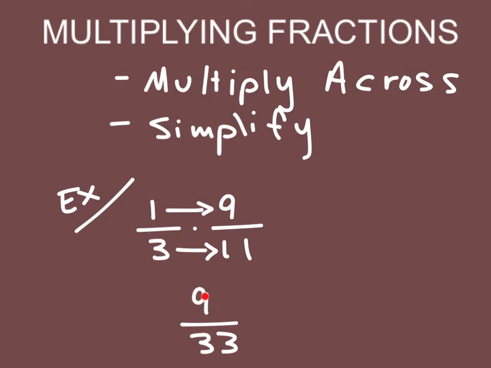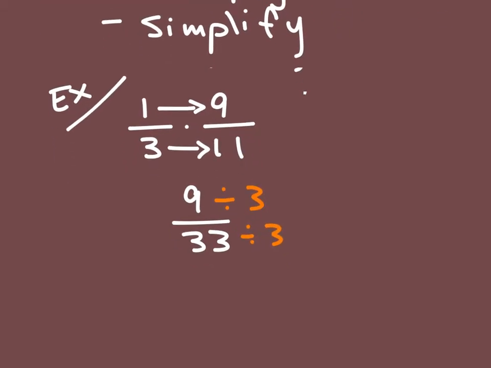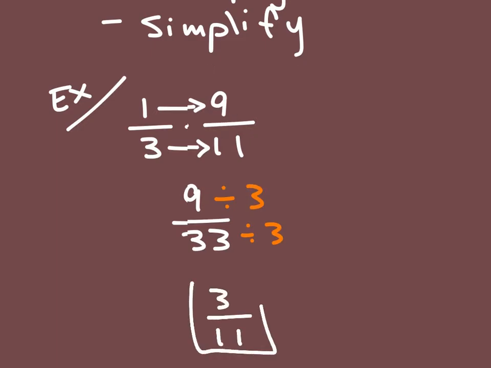Because when I look at the numbers 9 and 33, I know that each of these numbers are divisible by 3. So if I divide the numerator and denominator by 3, then 9 divided by 3 is 3, 33 divided by 3 is 11, and that's my answer.